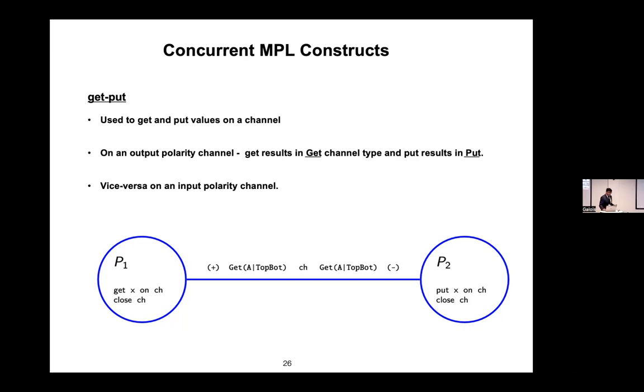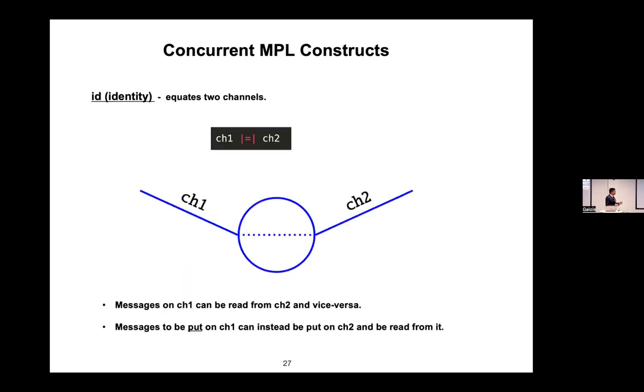So this is what we have for get and put. Then a lot of the times we may want to equate two channels, and when might we want to do that? If you want to put a value on channel CH1, and you want CH2 to have access to all those values, or if something is put on CH2 and CH1 should have access to all those values, then if we equate CH1 and CH2, that will serve our purpose.